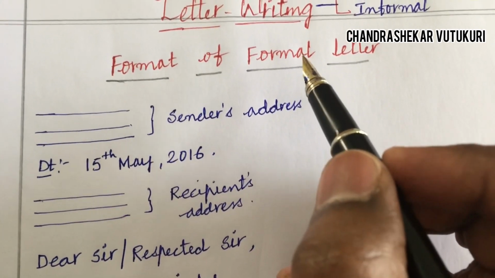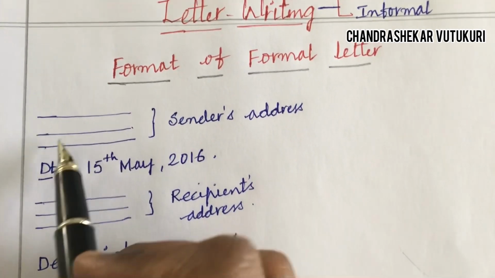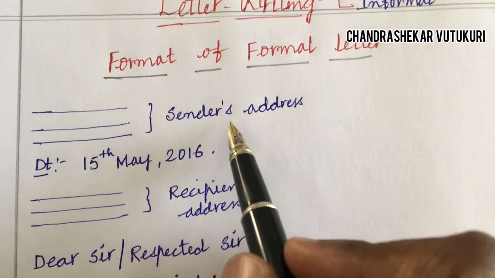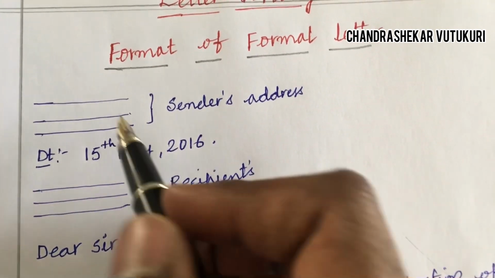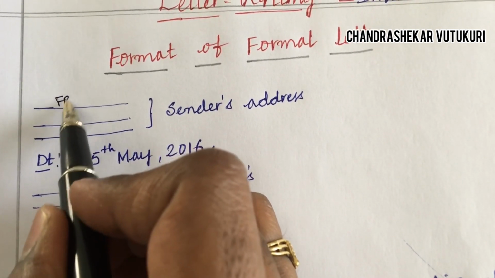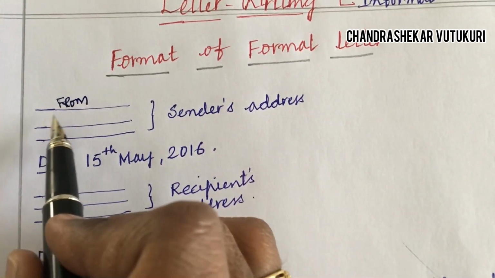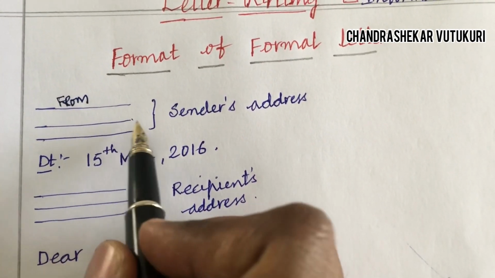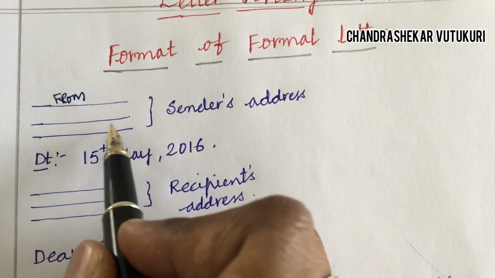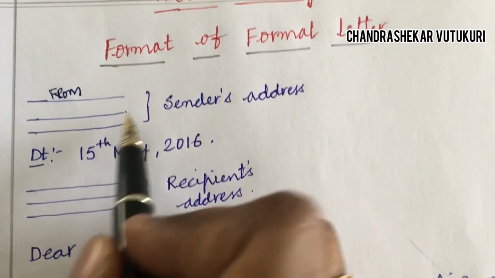The first and foremost thing is that you need to write the sender's address, that means your address. This is nothing but the from address. You are not supposed to leave it blank. You need to write some address. If you don't want to put your own information, write some address there.